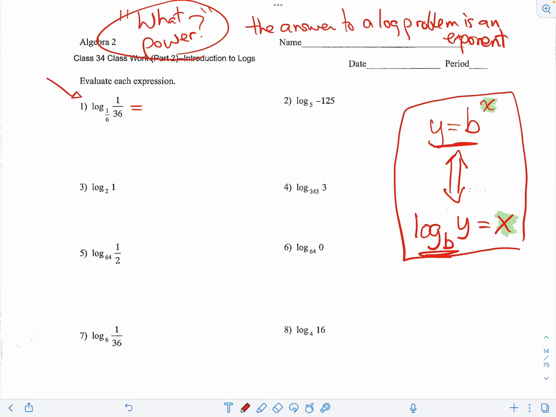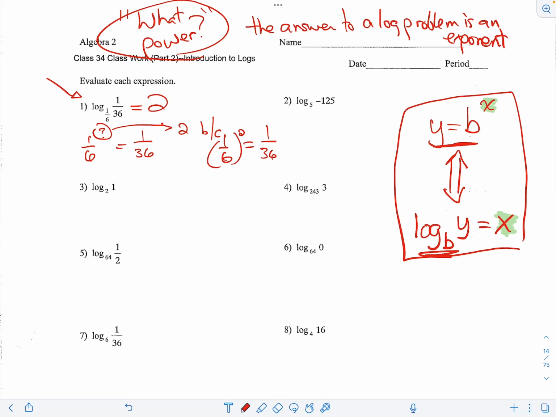So when I do a log problem, I know the answer is going to be an exponent. I sometimes have to rethink it in terms of an exponential problem. The log of 136 base 1/6 means 1/6 needs to be raised to some power to yield 136. The answer is 2, because 1/6 squared is 136.